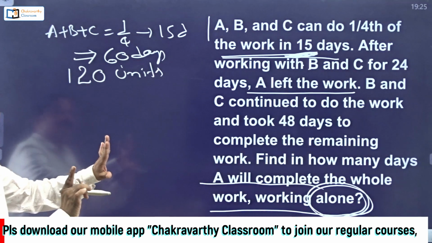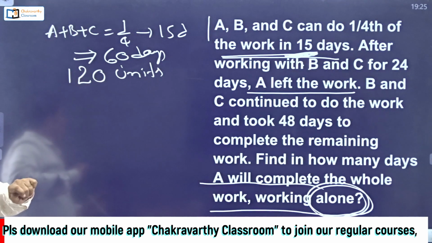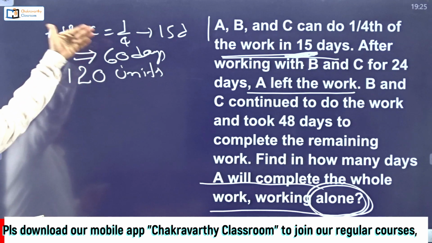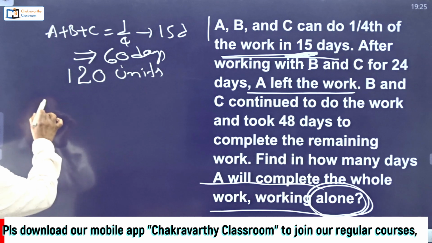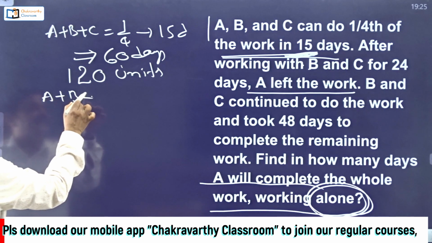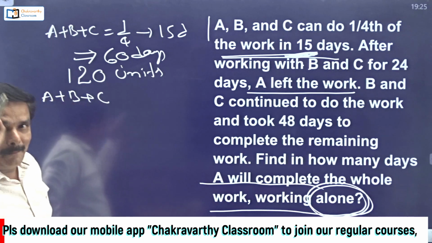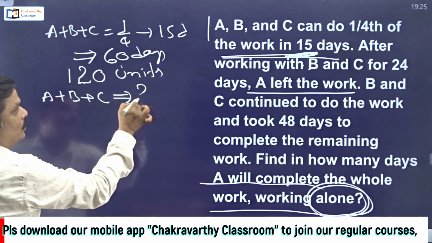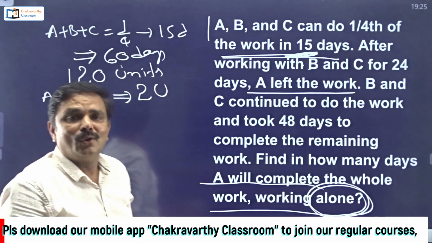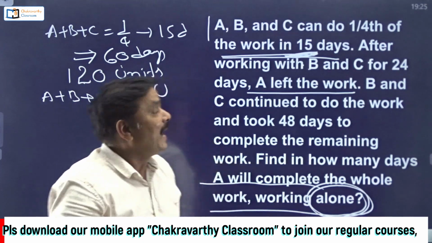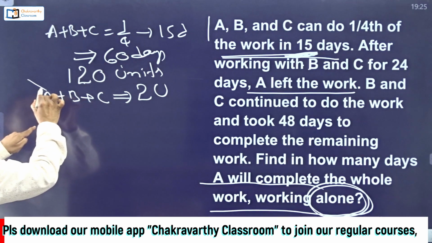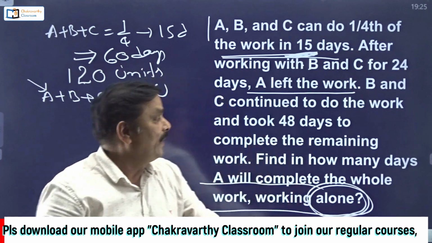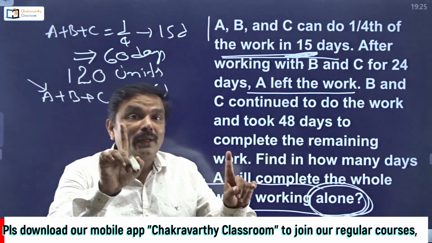Now see students here, total work is 120. All A, B and C can do the work in 60 days. That 120 units are completed in 60 days. That means A plus B plus C's collective per day work is 120 by 60, 2 units. Clear? Why am I going for this one? Because I need to find out A's individual capacity, A's per day work. Because I need to find out in how many days A alone can complete that.